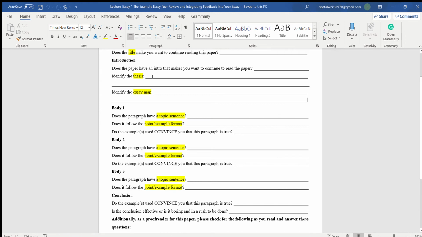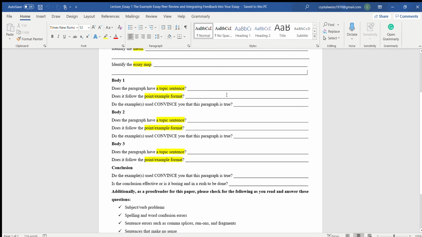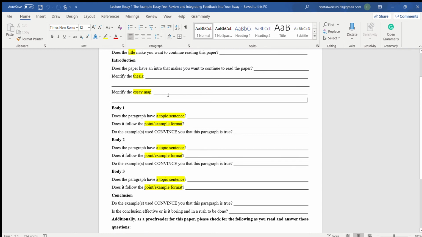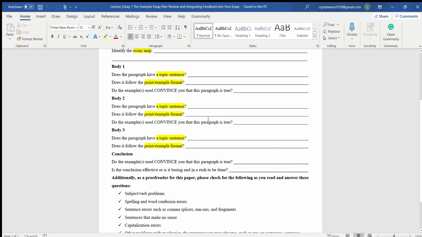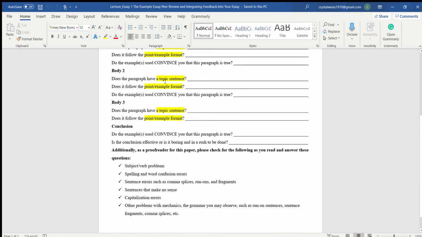Now, if their thesis and their essay map is connected by a because, you can just write that on that top line, okay? You don't have to separate it into two things, or you can write the thesis statement up till you get to the because and then finish it on the next line. That's fine as well. Does the paragraph have a topic sentence? Yes or no? Does it follow the point example format? Yes or no? Do the examples used convince you that this paragraph is true? Are they relevant to that topic sentence? Do they go back to this essay map and thesis? Same thing for body 2 and body 3.